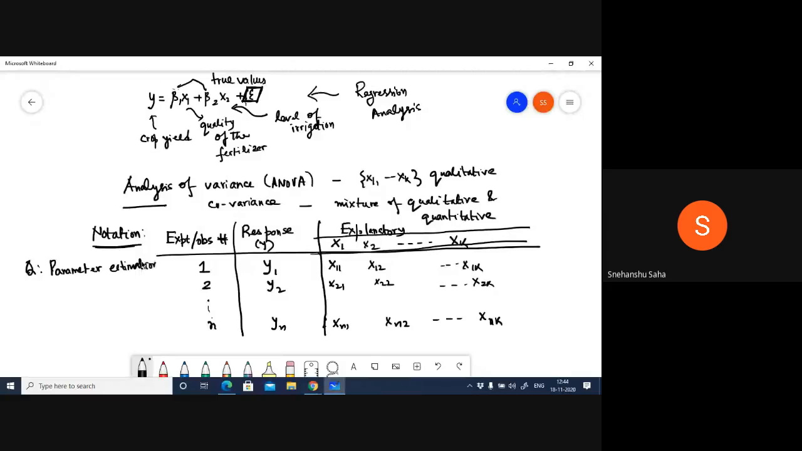How do I do this? Okay, all right. So there are several methods. The most popular one is least square optimization, or the ordinary least square method, right? And that is what we are going to discuss, right? Okay.